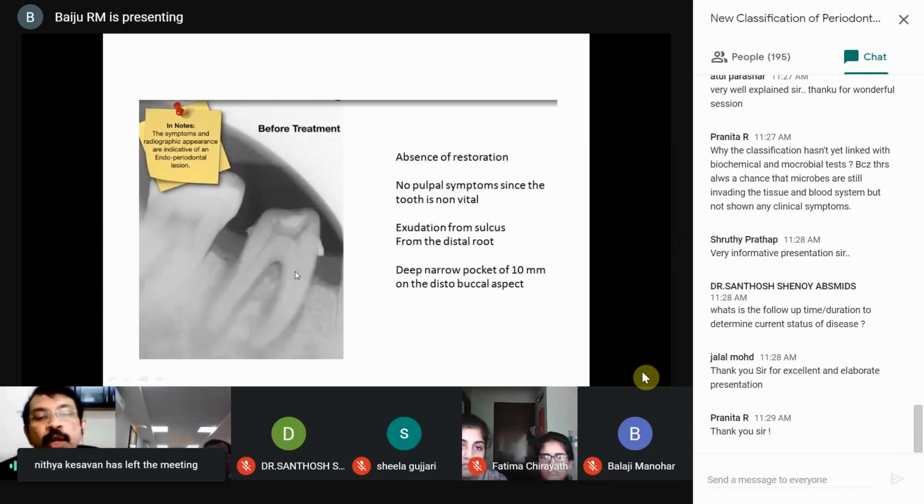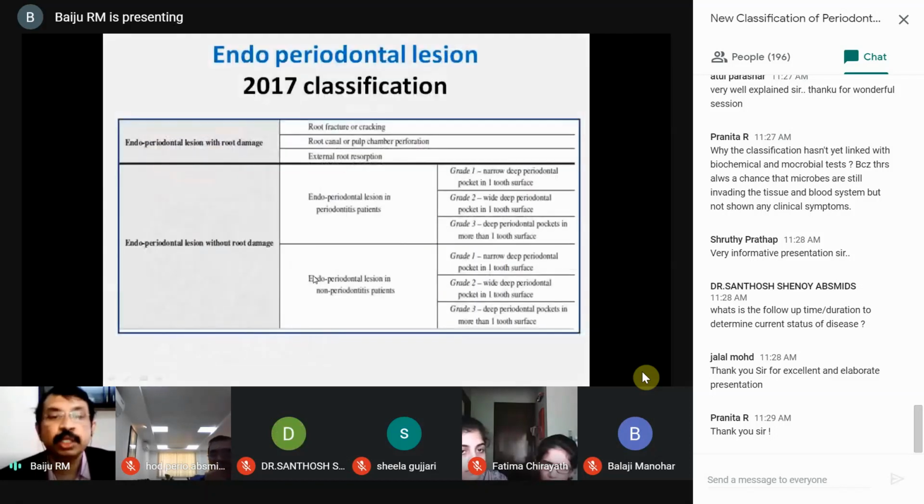When you look at the radiograph carefully, you can see that the calcification in the root canals is obliterated. In such a situation, you have to diagnose with other clinical methods.